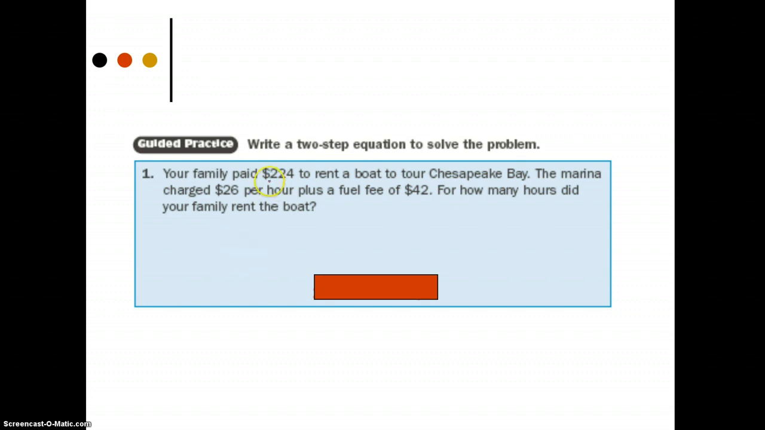This time your family paid $224 to rent a boat to tour Chesapeake Bay. The marina charged $26 per hour, so you're multiplying the hours, plus a fuel fee of $42. You can see right where the words were and the numbers, I put down my equation. I have $26 times h plus $42 for the fuel fee, and that's going to equal $224 total.